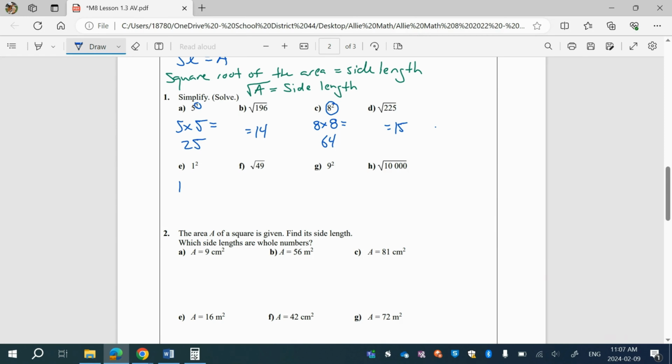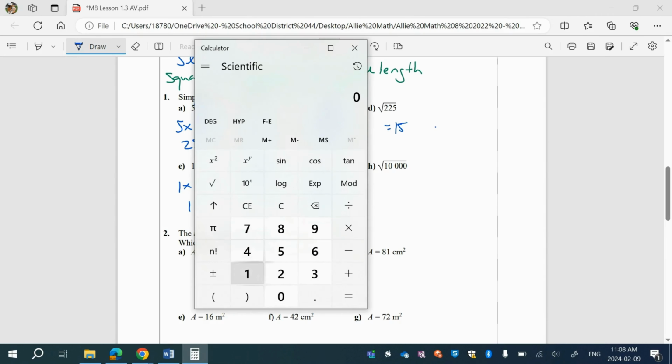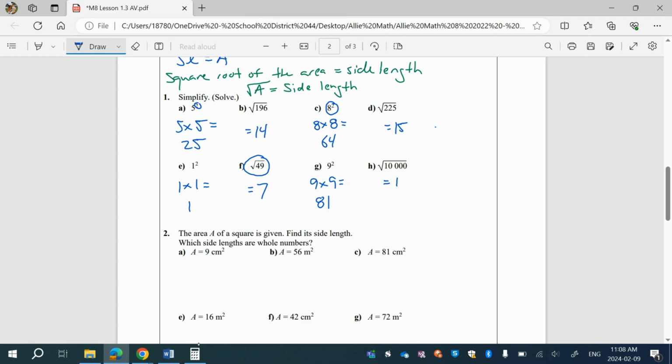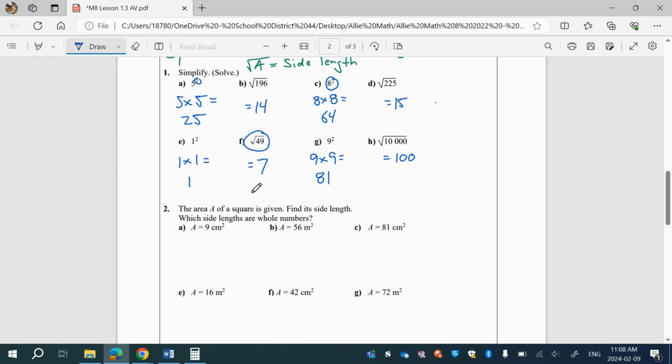Okay, this one is saying 1 times 1, that just equals 1. This is saying what times itself gives us 49. I know that to be 7. This one again, 9 squared, that's 9 times 9, which I know to be 81. And this one, the square root of 10,000, what times itself gives us 10,000? Let's use our calculator. 10,000 square root is 100. Okay, a bit of a review of 1.1 and 1.2. Let's do the next part.